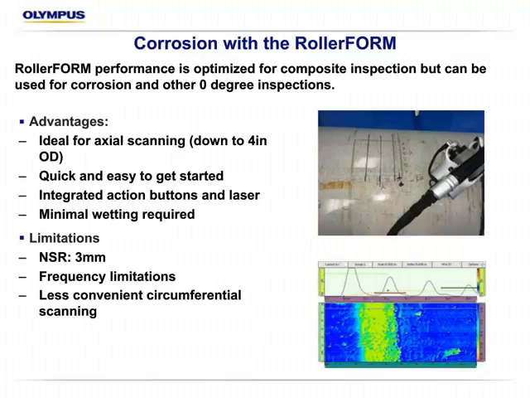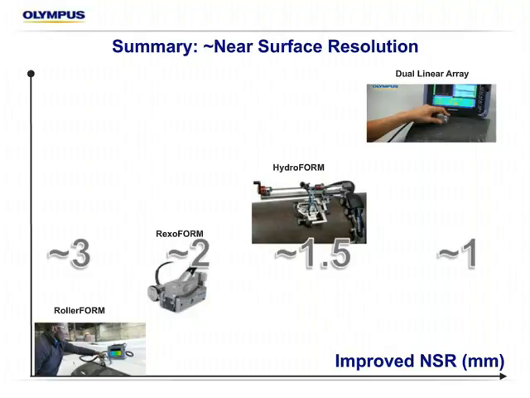So there's a kind of a resume based on near surface resolution. By near surface resolution, we mean not having a dead zone, the ability to resolve reflectors very near the surface that we're inspecting from. Obviously, if you want to be able to detect something that could be very critical, something within 1 millimeter of the surface opposite your testing, the dual linear array is going to have the best capability of doing that.